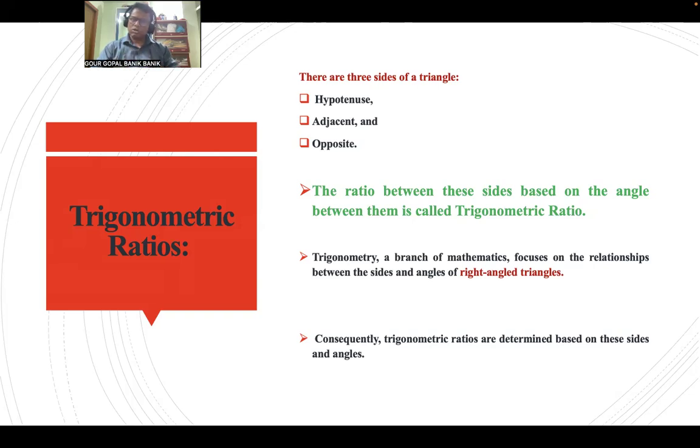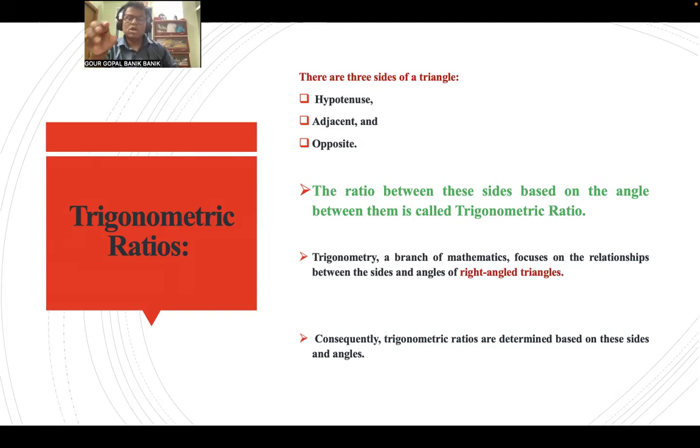One is the hypotenuse, one is the adjacent side, and the other is the opposite side. The hypotenuse is the side opposite to the right angle of a right angle triangle. You can find these ratios with any angle. There are 3 angles, and you can find them with any of them. But we should remember there are 3 sides.